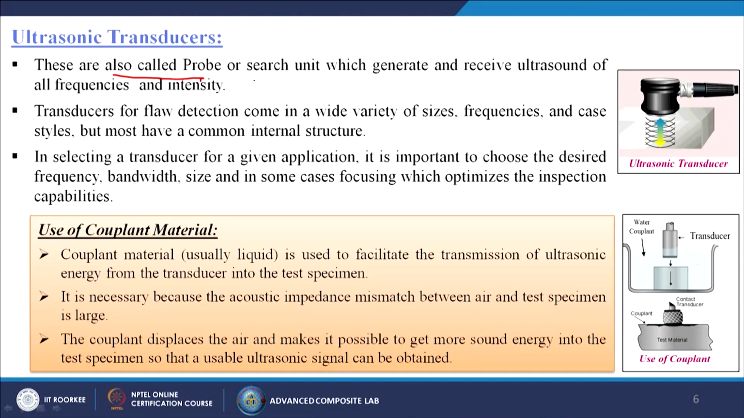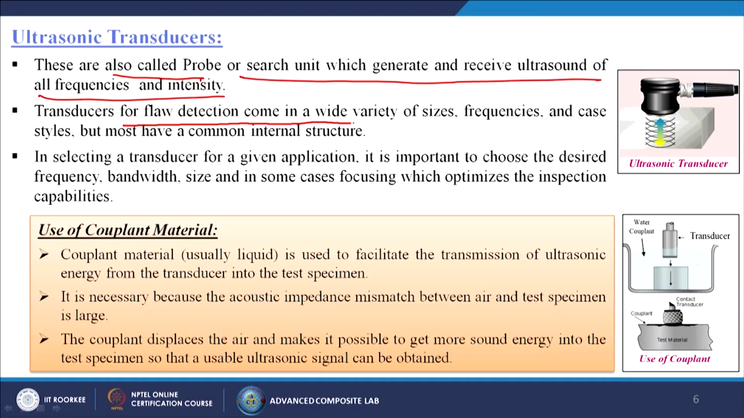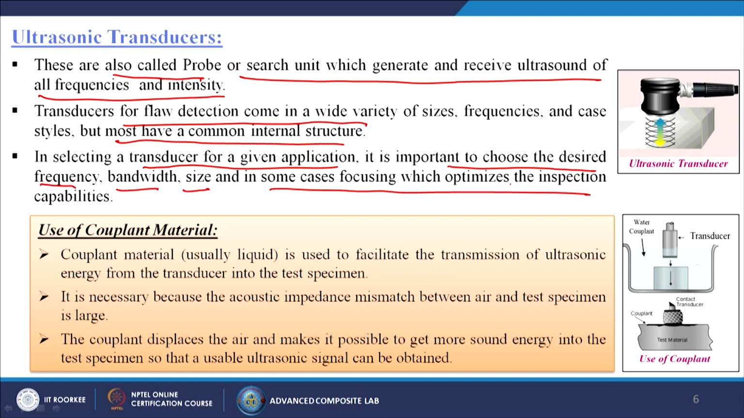Ultrasonic transducers are also called the probe or search unit, which generate and receive ultrasound of all frequencies and intensity. Sometimes we call it a probe or maybe the horn also. Transducers for flaw detection come in a wide variety of sizes, frequencies and case styles, but most have a common internal structure. In selecting a transducer for a given application, it is important to choose the desired frequency, bandwidth, size, and in some cases focusing, which optimizes the inspection capabilities.